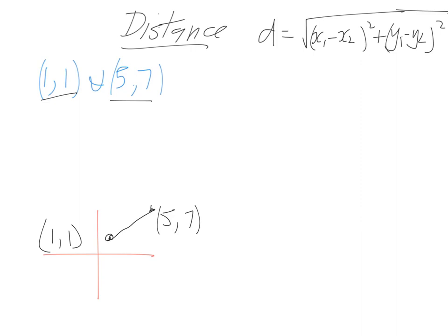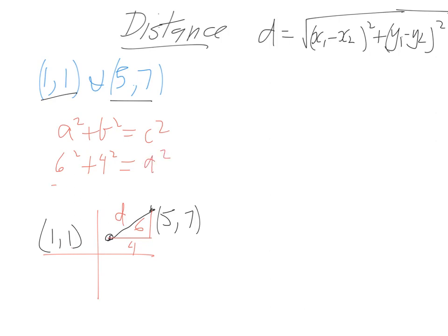So what we've done, we've gone from 1 across to 5, we've gone a distance of 4. We've gone from 1, we've gone up to 7, we've gone a distance of 6. So based on that, to find the distance we use a squared plus b squared equals c squared. So in this case, we're saying 6 squared plus 4 squared equals d squared.